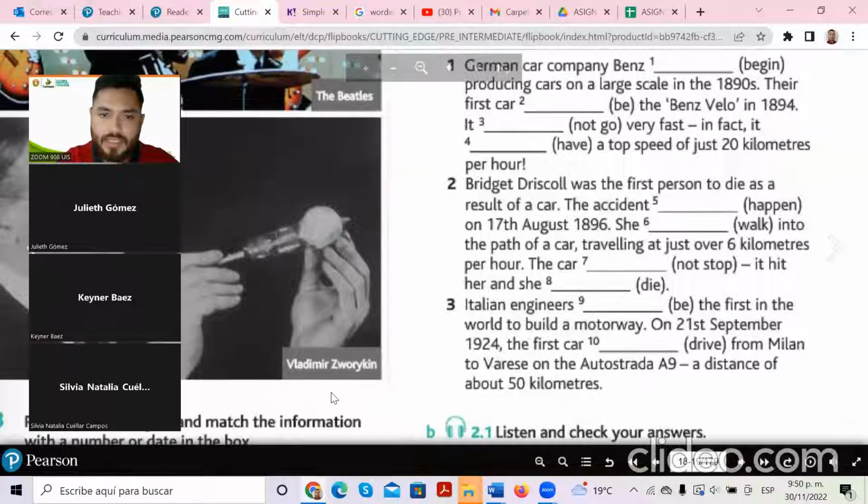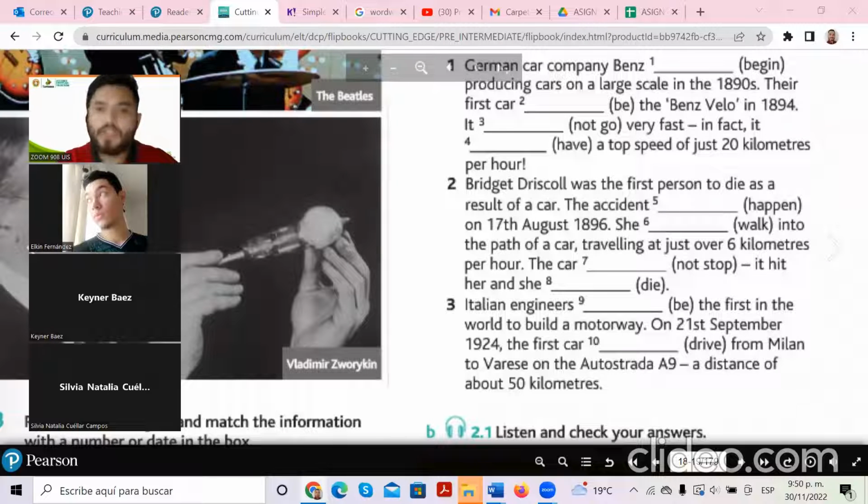Number 3. Italian engineers were. Were, plural, yes. Okay. Italian engineers were the first in the world to build a motorway. On the 21st of September 1924, the first car drove from Milan to Varese on the Autostrada A9, a distance of about 50 kilometers.